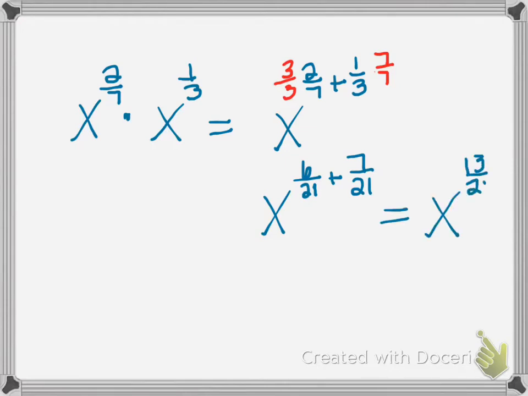So once we have the common denominator, we just add the numerators, and then we reduce if we can, which we cannot. So you can really take these properties and apply them, but with fractional exponents. The rules work exactly the same, but now we have fractional exponents instead of integers. So that does it for our little supplemental tutorial.